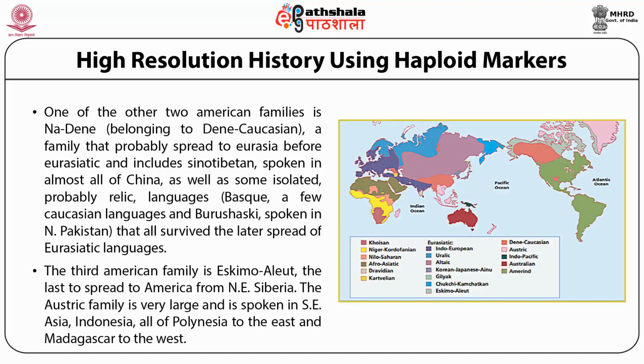The Austric family is very large and is spoken in Southeast Asia, Indonesia, all of Polynesia to the east and Madagascar to the west. So, this is what we call a general classification based on 12 language families, suggested by Greenberg. For geneticists like us, it seems natural to think that modern languages derived mostly or completely from a single language spoken in East Africa around 100 KYA, given that today's genes also derived from that population.